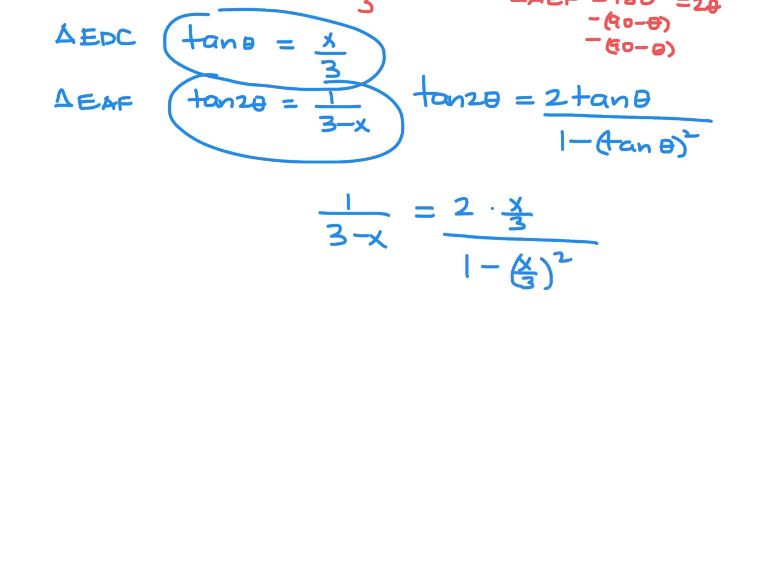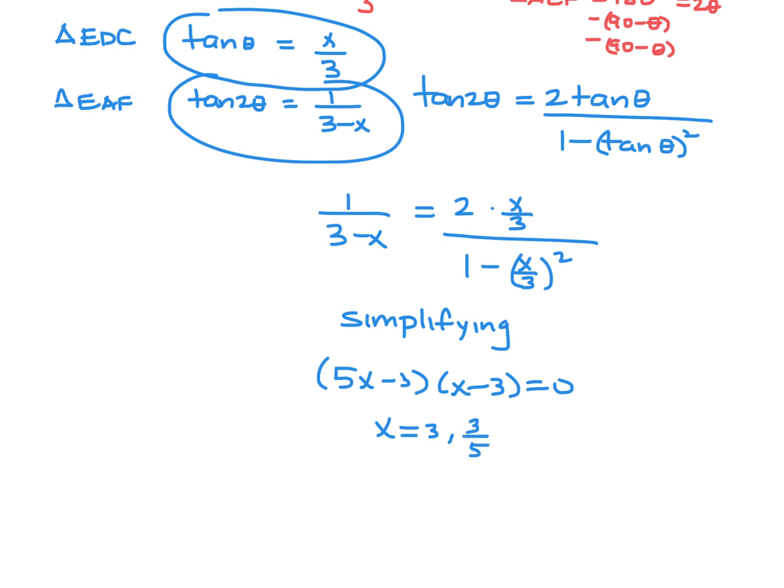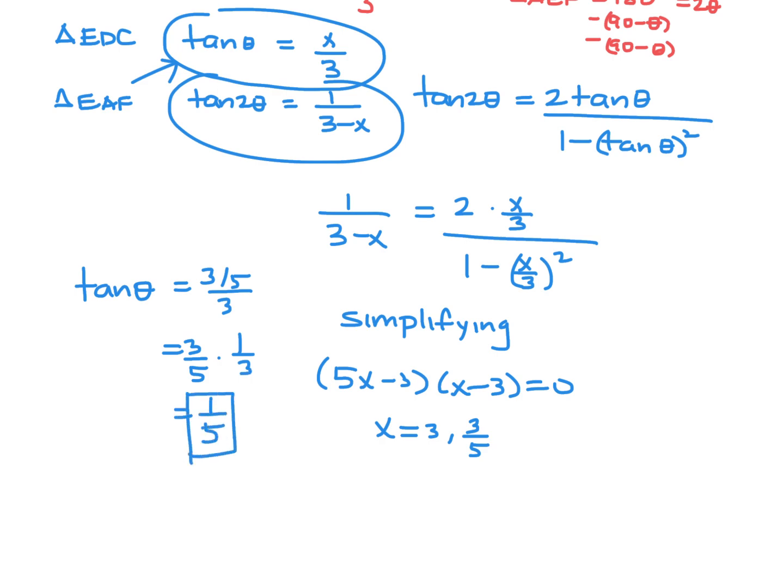And if you simplify this, you will get down to 5x minus 3 times x minus 3 is 0. And that will give you either x is 3 or x is 3 over 5. Well, x cannot be 3 because the whole side length was 3, so x is 3 over 5. So if x is 3 over 5, you just take that, tan theta is x over 3, and put 3 over 5 in there. So that would be 3 over 5 over 3, invert and multiply, and you get 1 over 5. 1 over 5 is the answer to the final question.